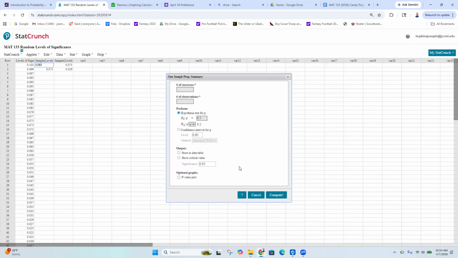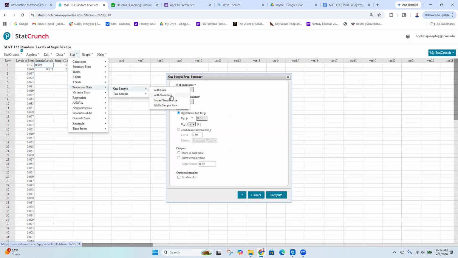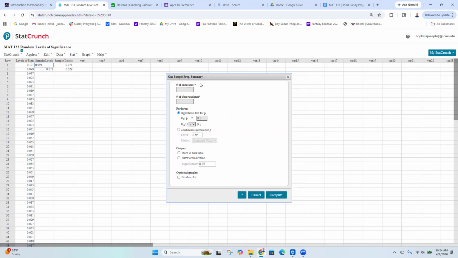Sometimes we deal with means and sometimes we deal with proportions, right? And it's important to pay attention to which one you're working on. Right now, I'm working on proportions, so I should have done Stat, Proportion stats, One sample with summary. And we put in the number of successes. That was our X. I had 28 oranges. Observations, I had 140 total M&Ms.